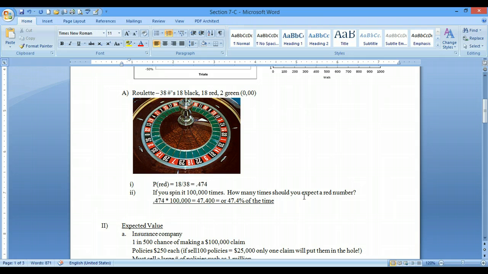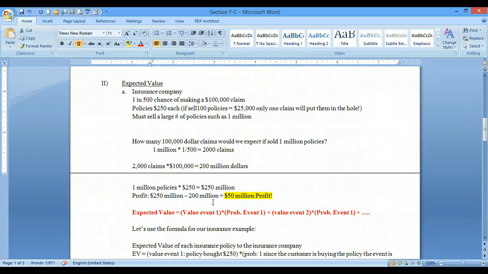So if I spin a roulette wheel 100,000 times, how many times should I expect to get the number red? Well, I take my probability of 0.474 times 100,000, and I should expect to get about 47,400, or 47.4% of the time. Now that's the theoretical. And the more and more I spin, the closer it will end up being this theoretical 47.4%.